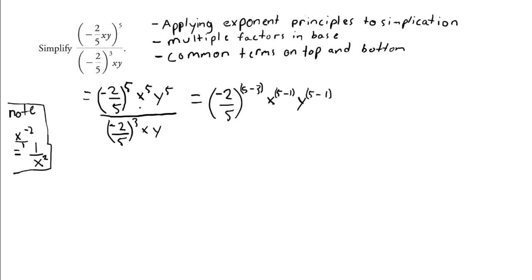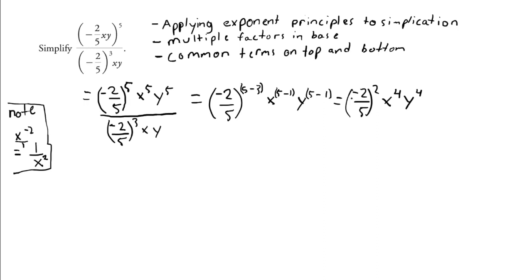Right? So now we've accounted for all the terms. So we have nothing else to worry about. We have no other things to simplify. So now we just have to simplify this expression here. So it's going to be negative 2 over 5 to the power of 2, x is going to be to the power of 4, and then y is going to be to the power of 4 as well.